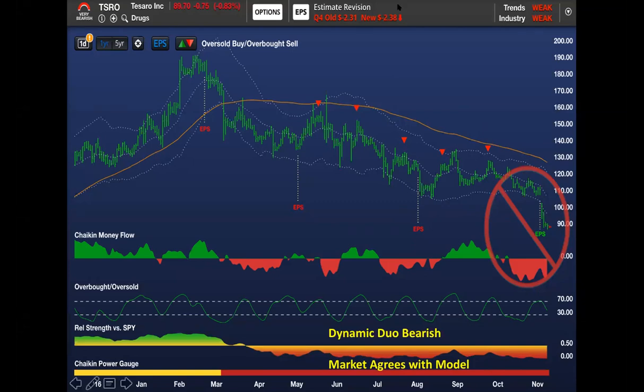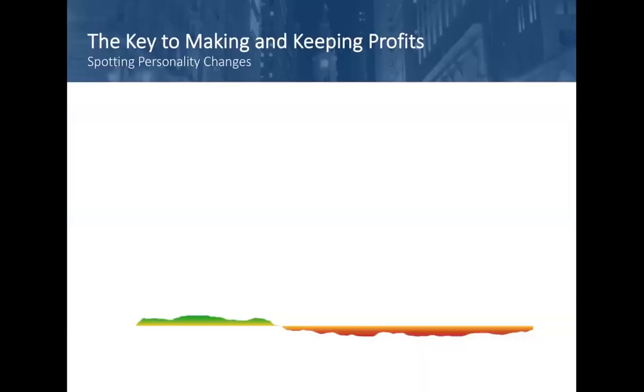And we can see at the top, analysts are lowering their estimates. The old estimate was 238 a share for the next quarter. They've now lowered that to 231. Remember, I said analyst estimate revisions, single biggest short-term driver of stock price movements. That's why this stock is having a hard time bouncing off a new 52-week low.